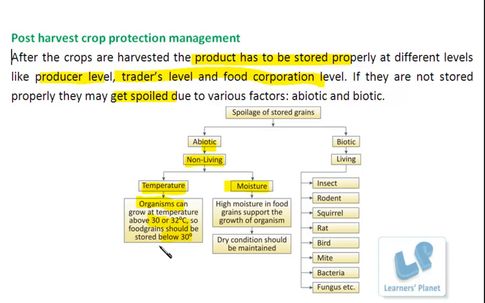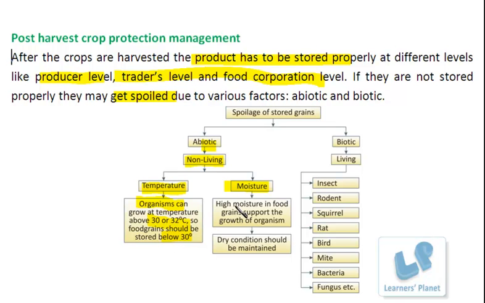Now, if the temperature is maintained below this range, definitely the organisms are not able to grow in the storehouses, and thus they are not able to attack or spoil the food grains. So this is one fundamental fact for which the temperature has to be maintained.